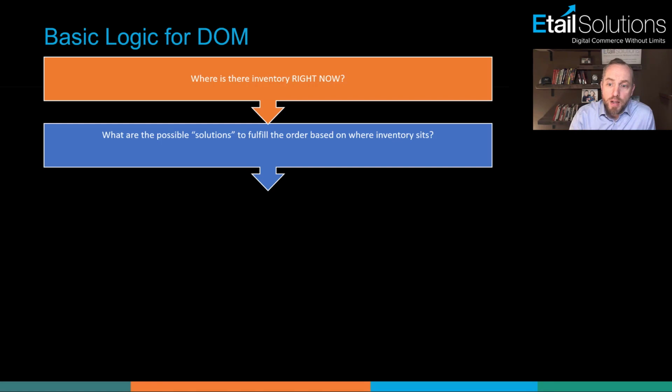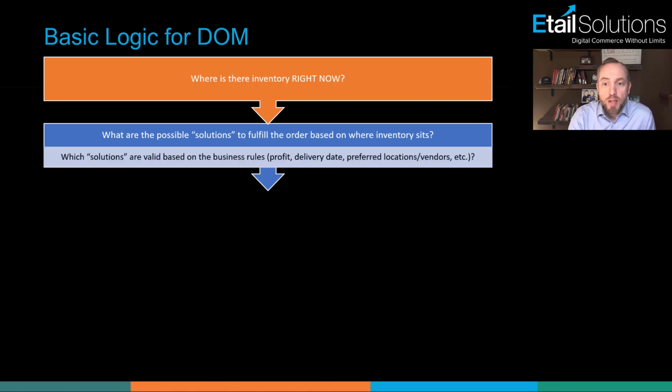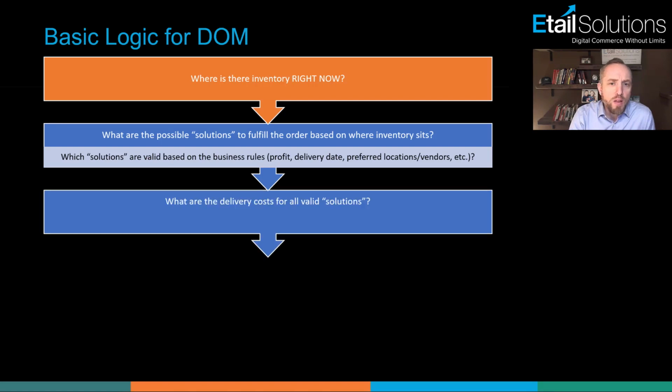And that could be every single variation or permutation of how that order could be fulfilled, right? So what are the solutions? Let's just call them solutions for now. All of the variable options of how we could fulfill this order across all of those variables I already mentioned. And then once we understand what all the options are based upon where inventory is, all of the fulfillment methods, the carriers, the services, and so forth, we have to look at what are the costs.